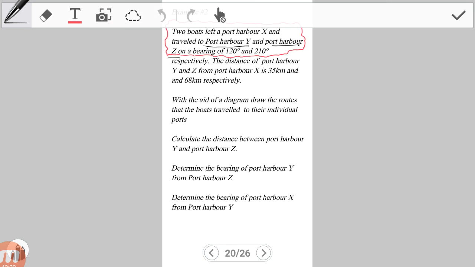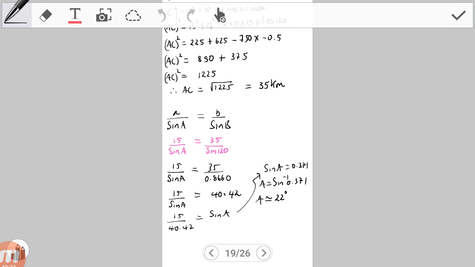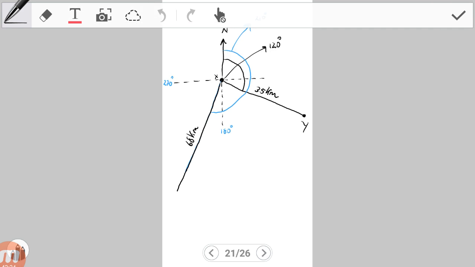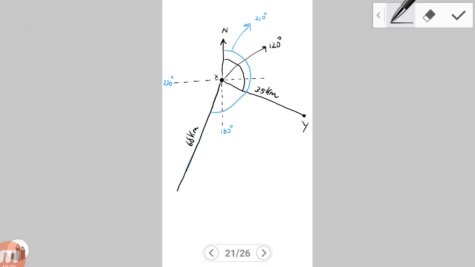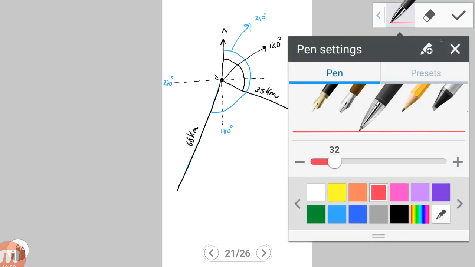So let's see what they have said here. It says, with the aid of a diagram, draw the routes that the boats travel to their individual ports. And this here, as you see on screen, would have been a constructed diagram of how the boats would have been traveling. Now, before even looking at what is asked of us here, we're going to insert some little angles in here so that we can use geometry to help us.